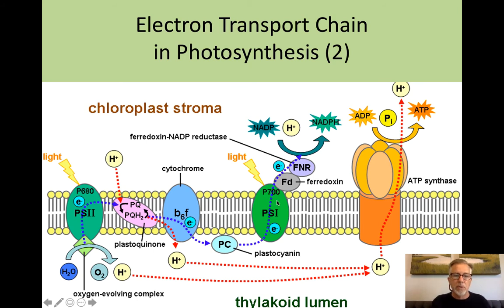So let's figure out what's going on here. So light comes in, excites an electron in photosystem 2. That electron is shuttled down this electron transport chain, and in the process, hydrogen is moved from the stroma to the inside of the thylakoid, what's called the thylakoid lumen.